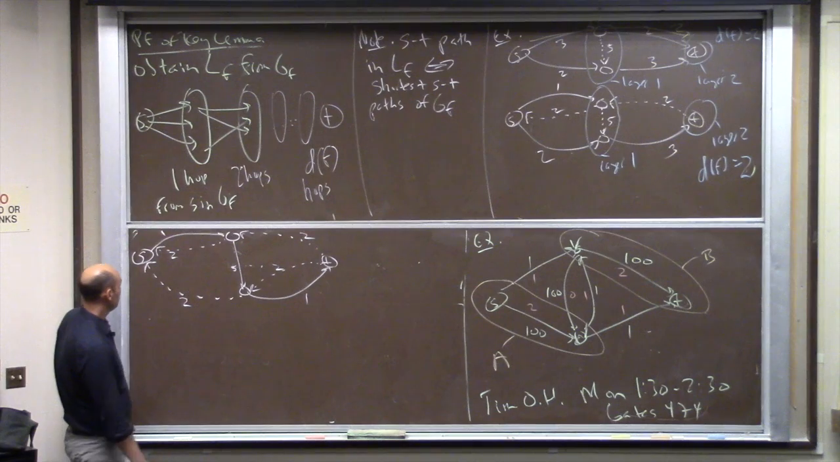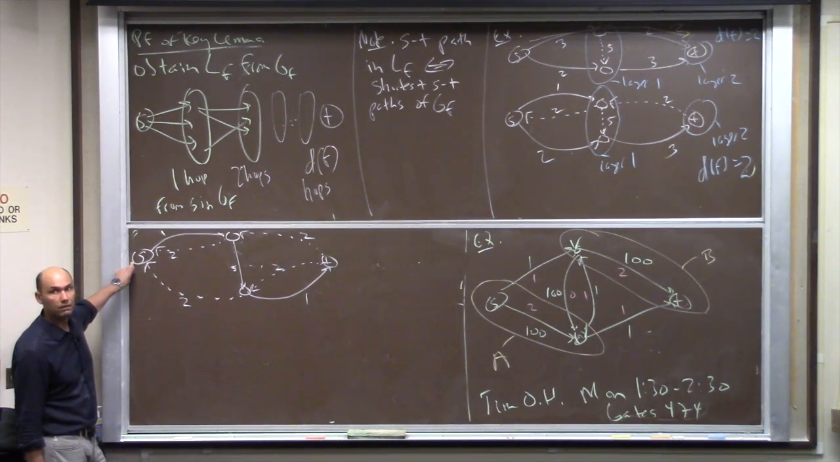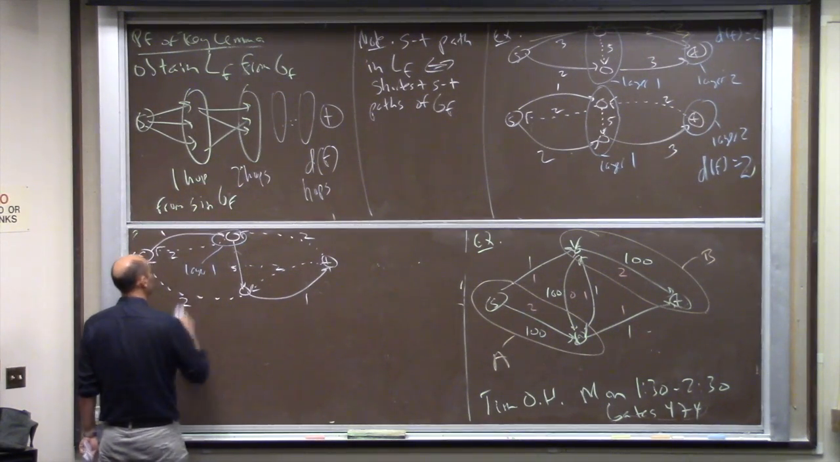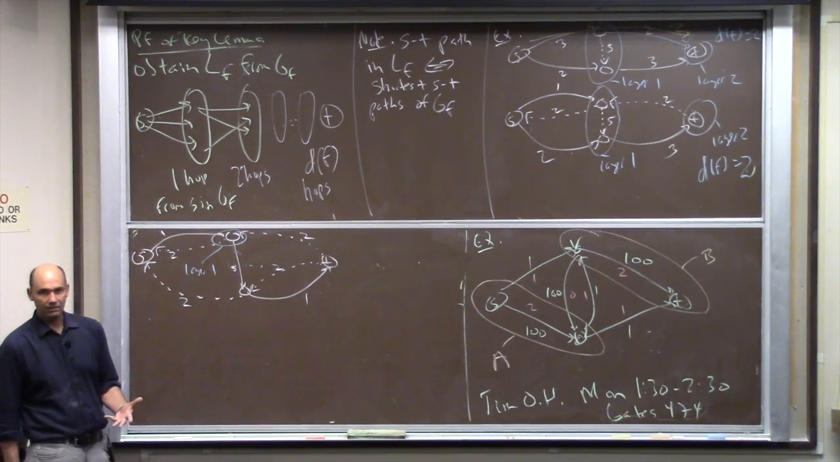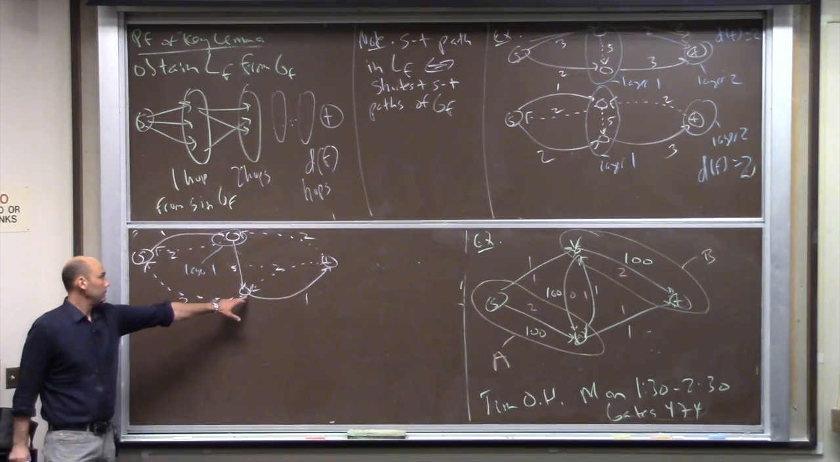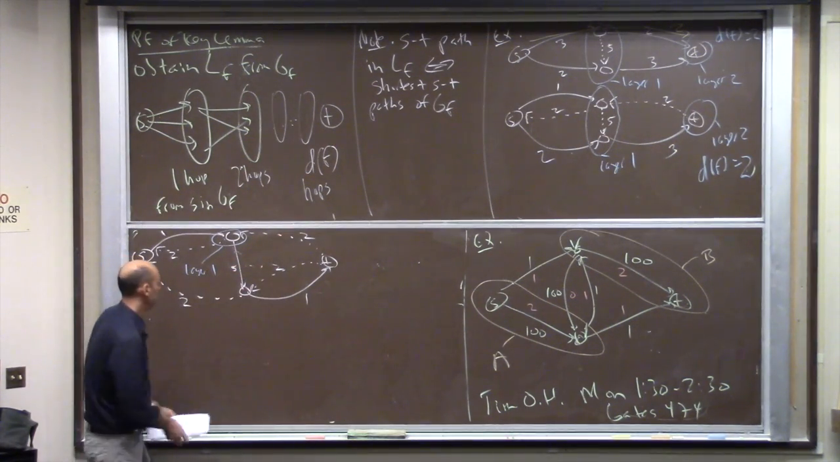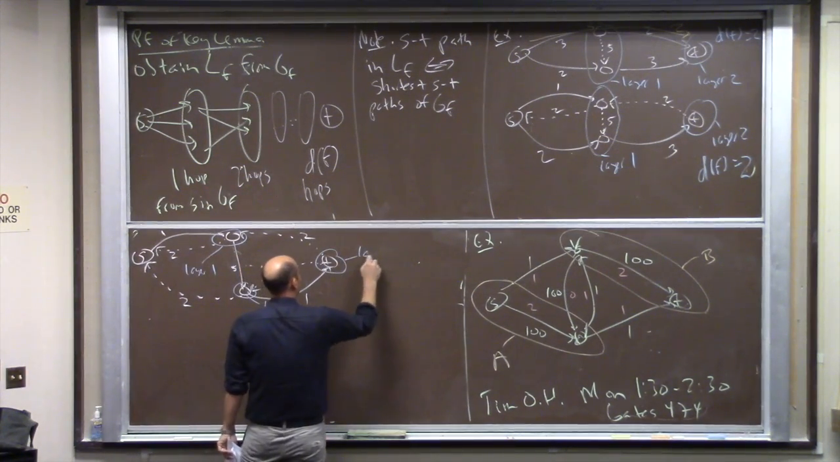What are the layers? Well, what vertices can you get to from S in one hop? Only the top vertex can be reached in one hop from S. So this is layer 1. What's layer 2? Which vertices can you get to in 2 hops from S? Only that one, because this arc is saturated, so it's dropped out of the residual graph. So this is layer 2, and this is layer 3.